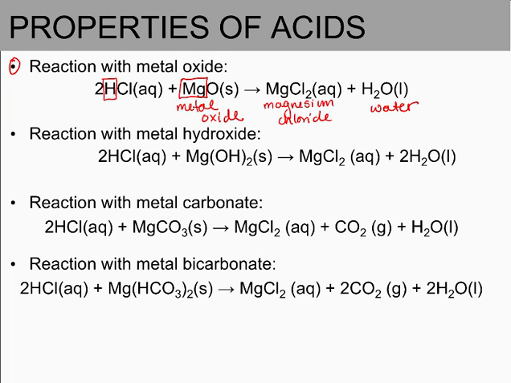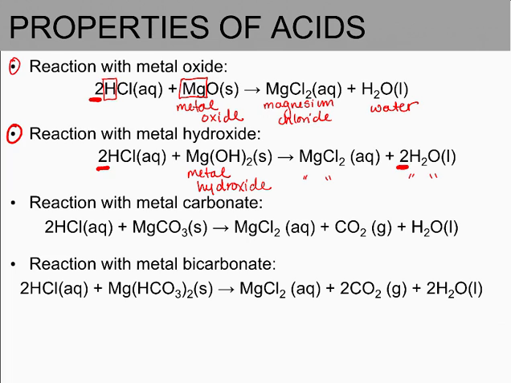Now what if hydrochloric acid reacts with a metal hydroxide, like magnesium hydroxide? We get the exact same products: magnesium chloride and water. However, the ratios between the reactants and the products are slightly different. In the first reaction, there was a ratio of 2 to 1 to 1 to 1, and in the second reaction, there's a ratio of 2 to 1 to 1 to 2. So we're producing more water in that reaction.